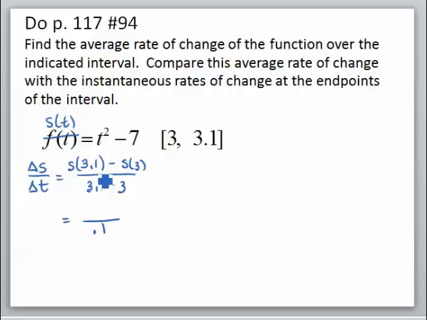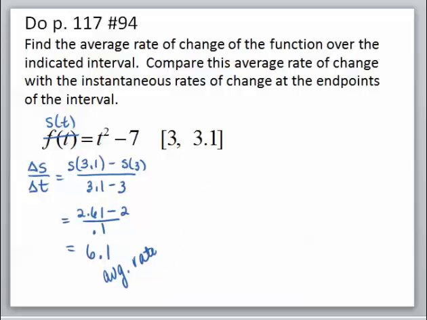S of 3.1 happens to be when you plug in 3.1 squared and then subtract 7. I'm just going to tell you it gives you 2.61 minus, plug in 3. You get 9 minus 7, which is 2. And so your average velocity, once you compute all this, and I'm not going to show you the calculator work, is 6.1. So this is your average rate of change.